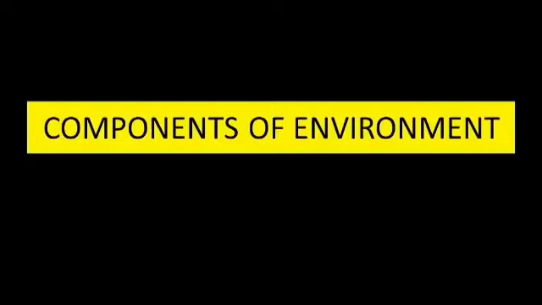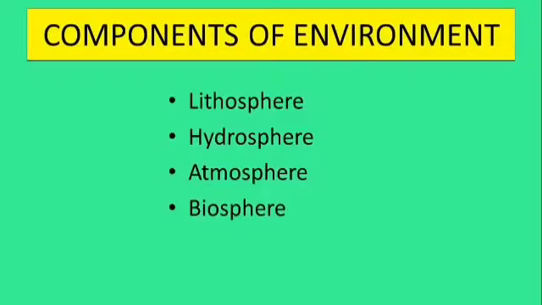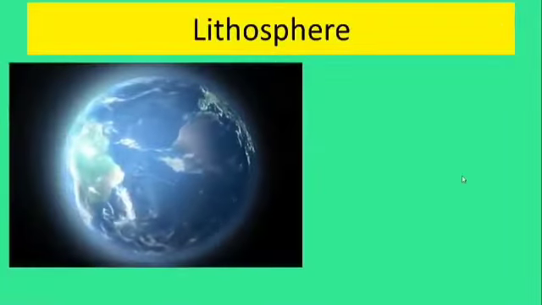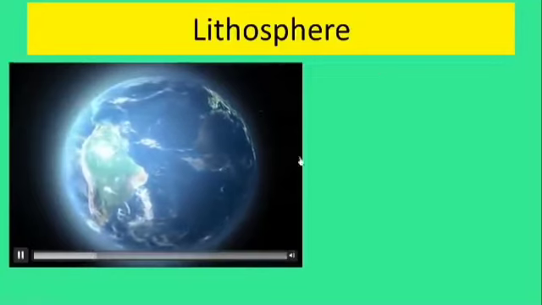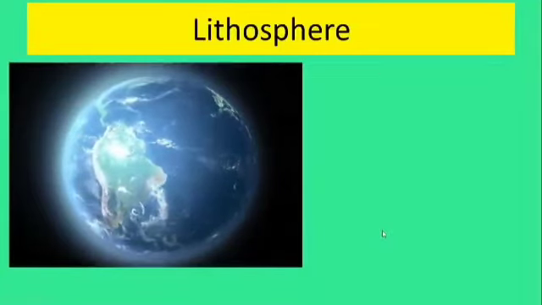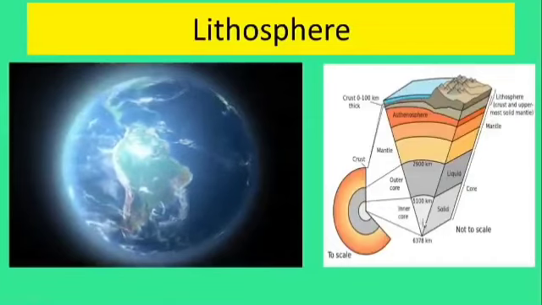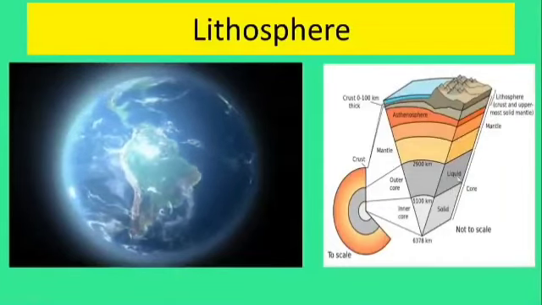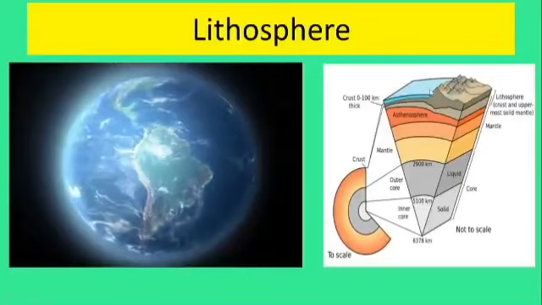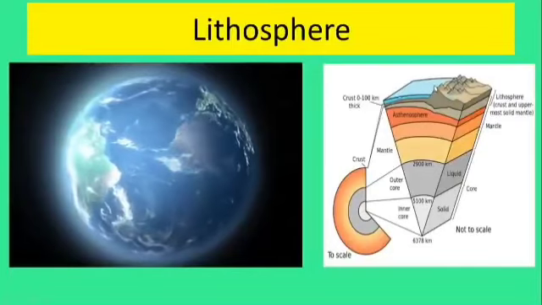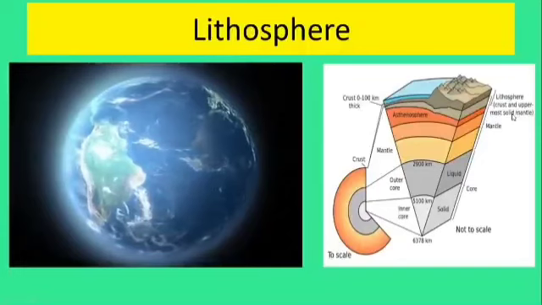Our environment includes many components. So four components are the main components of our environment: lithosphere, hydrosphere, atmosphere and biosphere. So lithosphere is the outer crust of our earth. Our earth can be subdivided into various sections like crust, mantle, core. The outermost surface of our earth is known as lithosphere.